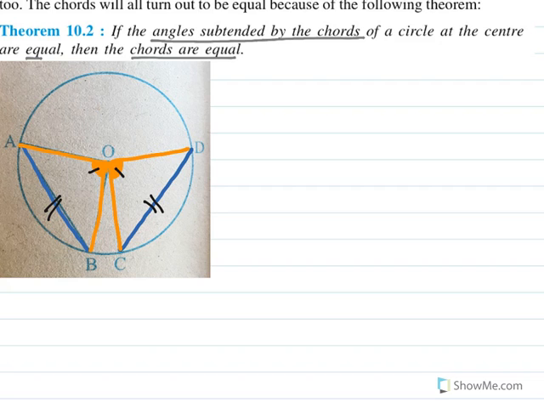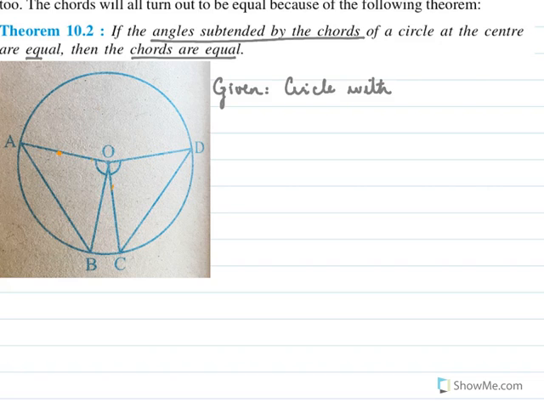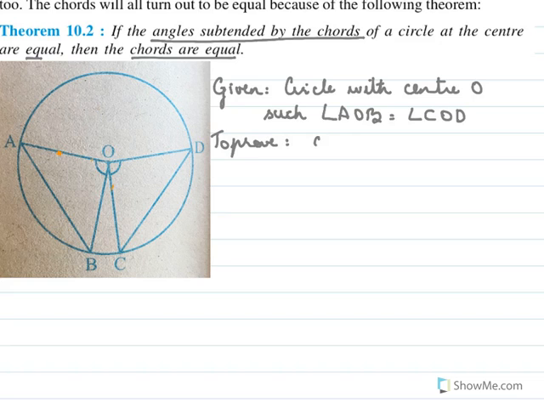So given to us that angles are equal. Given a circle with center O such that angle AOB equal to angle COD, we need to prove that chord AB equal to chord CD. So for the proof, we again consider the same triangles.